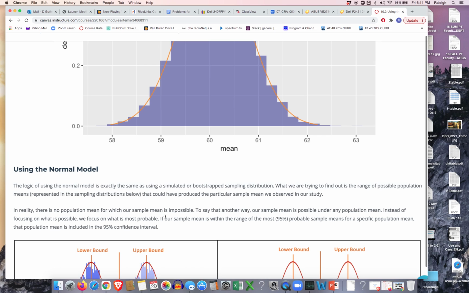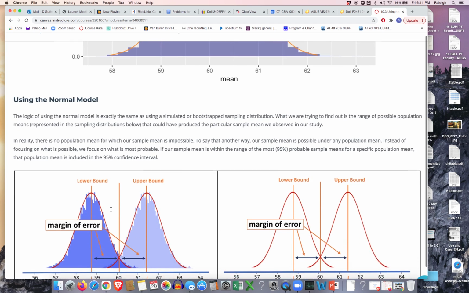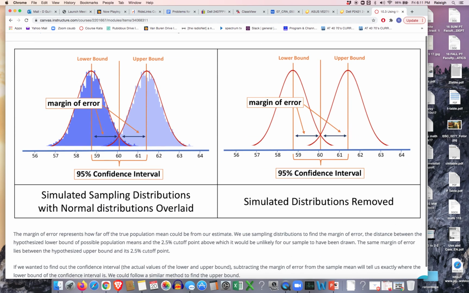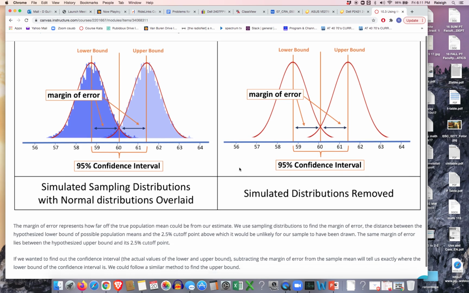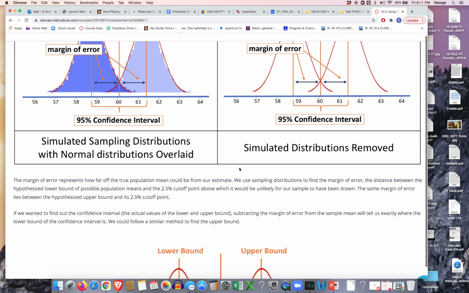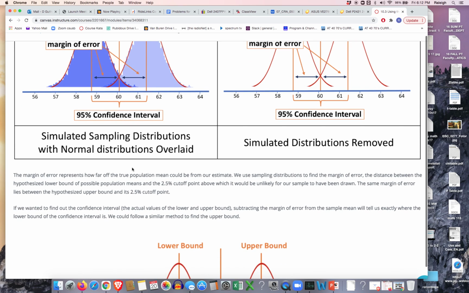We're looking for the most probable, as I try to circle it with my cursor. If the sample mean is within the range of the 95% most probable sample means, then it's included in the 95% confidence interval. And here they go again, creating it inside out. But really what we're looking at is the center. They should put one big curve there and not put too much emphasis on the two curves. But that's just my opinion. They see things differently there.